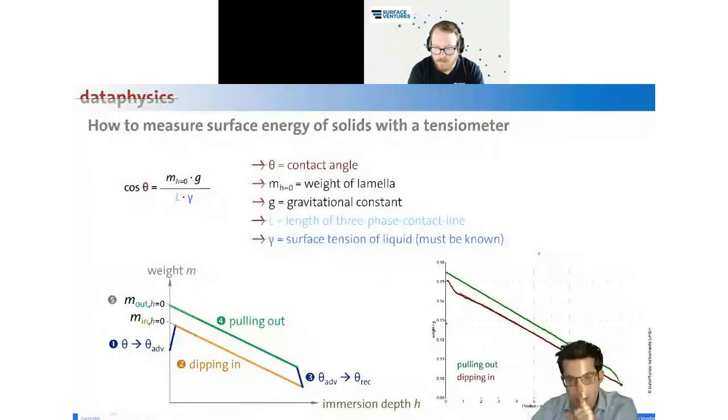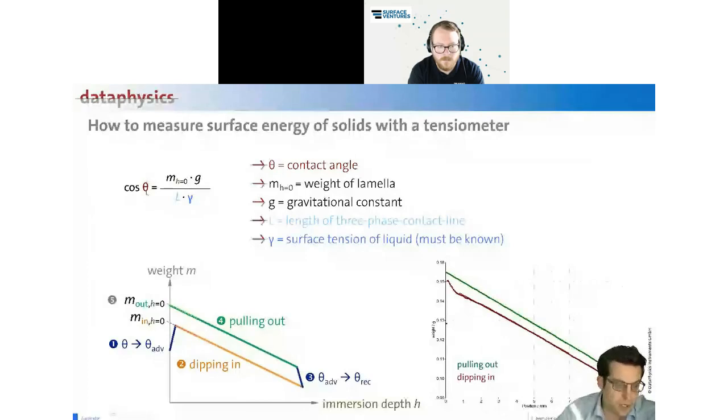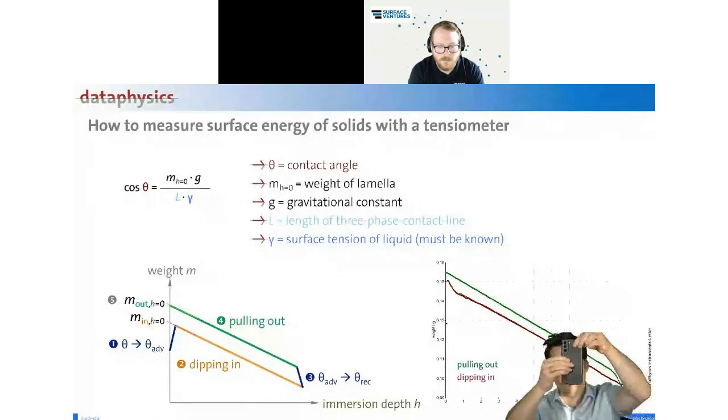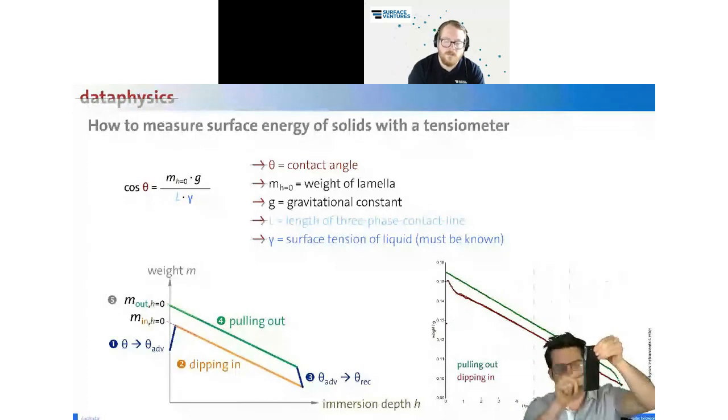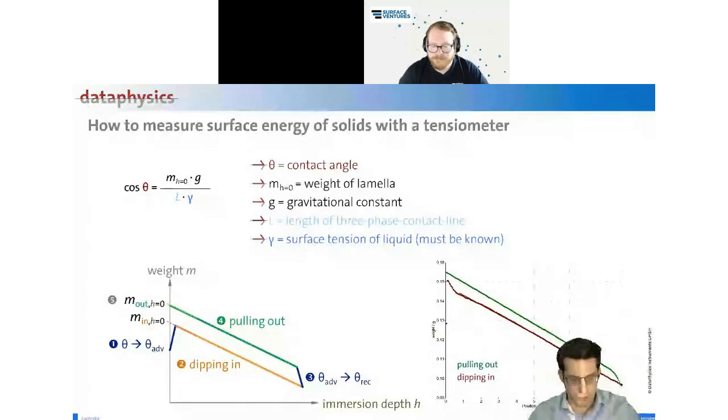Now let us go a little bit into the details of the measurement. So the equation we are using is this one here. The cosine of the contact angle must be equal to the mass of the lamella that we are detecting, times the gravitational constant, divided by the wetted length. So the wetted length for my phone, for example, if I dip it into water, would be 2 times this length and 2 times the thickness added up. So this is the wetted length. This is how long the lamella is around my phone.